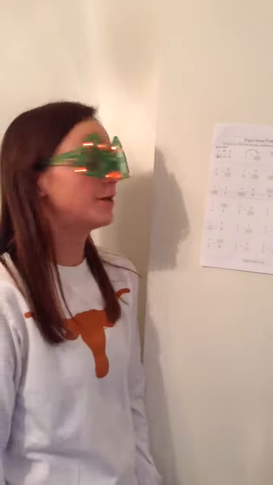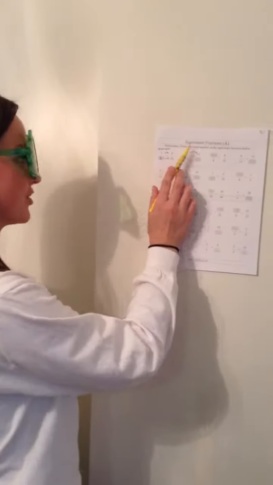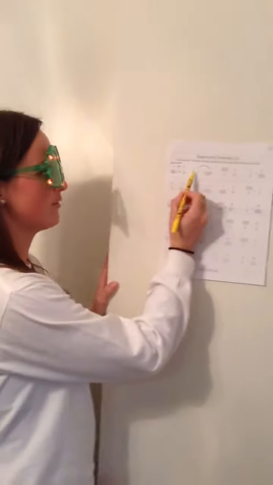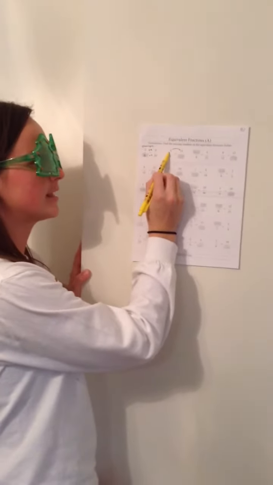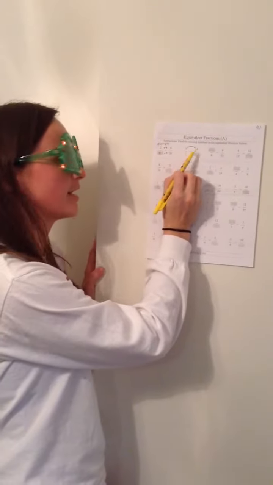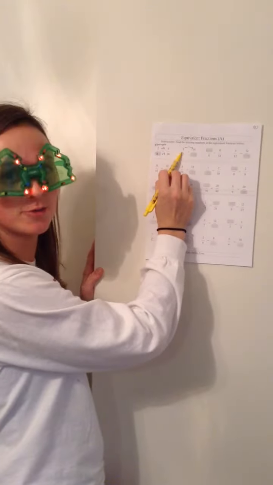Okay, so now I'm going to show you how to do your second worksheet for your math homework in your winter packet. So you're finding equivalent fractions, and it says find the missing numbers in the equivalent fractions below. So I'm looking for those gray boxes. So if I look right here, I'm seeing I have both of my numerators, but I don't have both of my denominators. So I need to look at the numerators first.